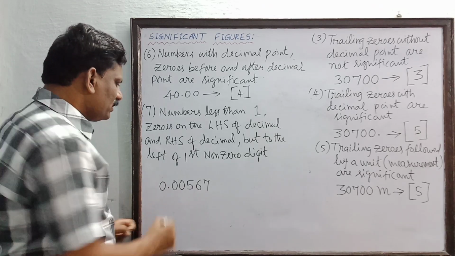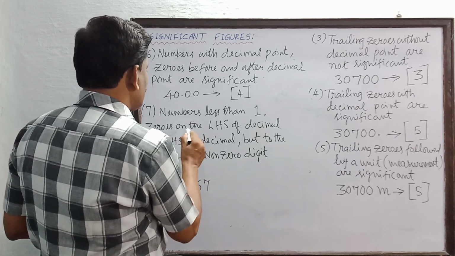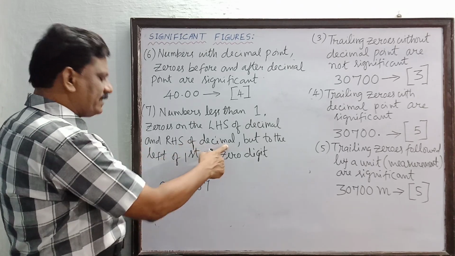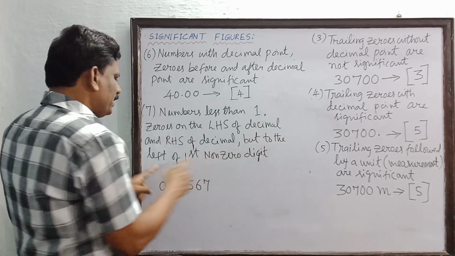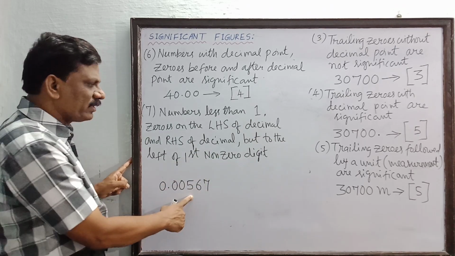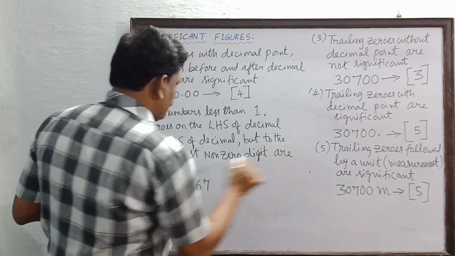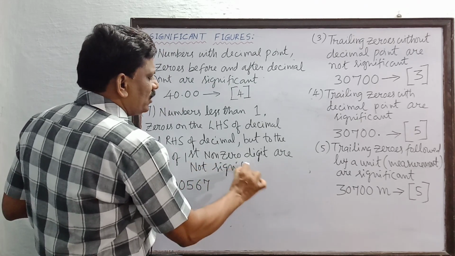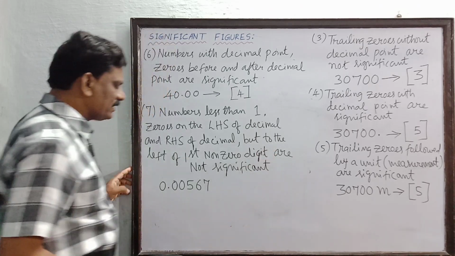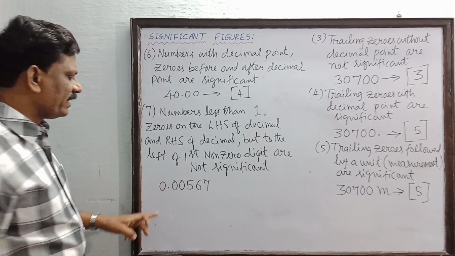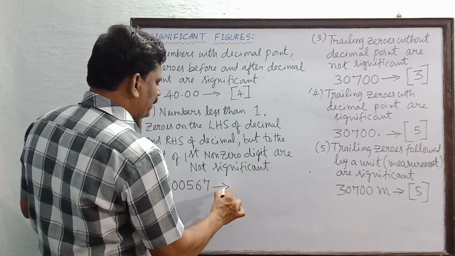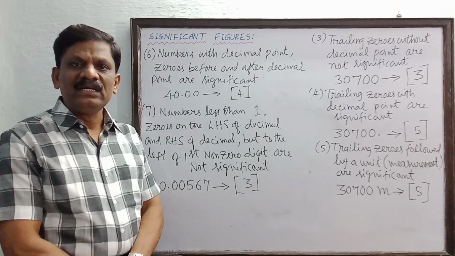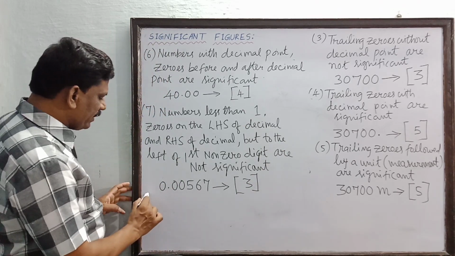Okay, so these zeros, I have written on the left side of the decimal point and the right hand side of the decimal point, but to the left of the first non-zero digit. They are not significant. This is also to be remembered. They are not significant means these 3 zeros are not significant. So this number has only 3 significant figures. And the last rule, number 8, is common.